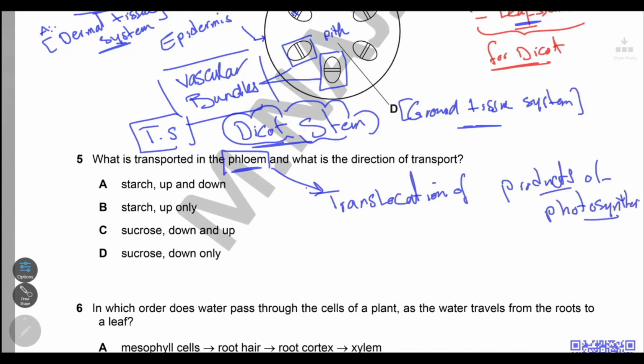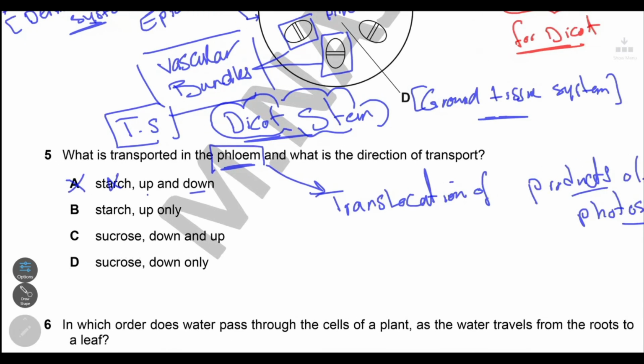So A, starch up and down. No, it's not. Up and down is okay, but it's not in the form of starch, so it will be an incorrect answer. Starch up only, no. Both of them are not okay. C, sucrose, yes, true, and we will see why. Up and down, yes, it is up and down. Sucrose, yes. Down only, no.